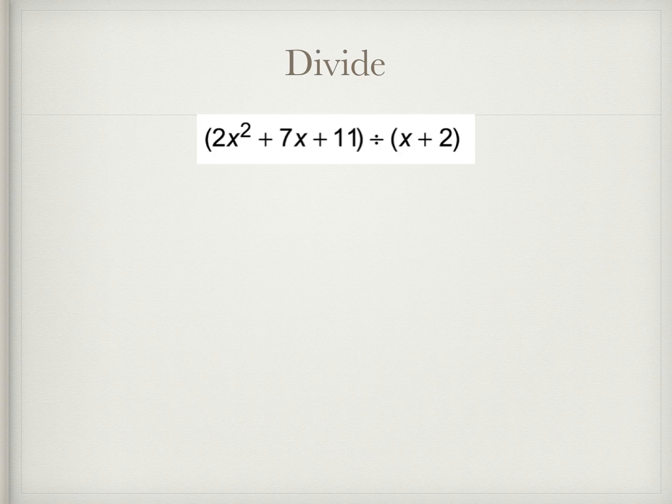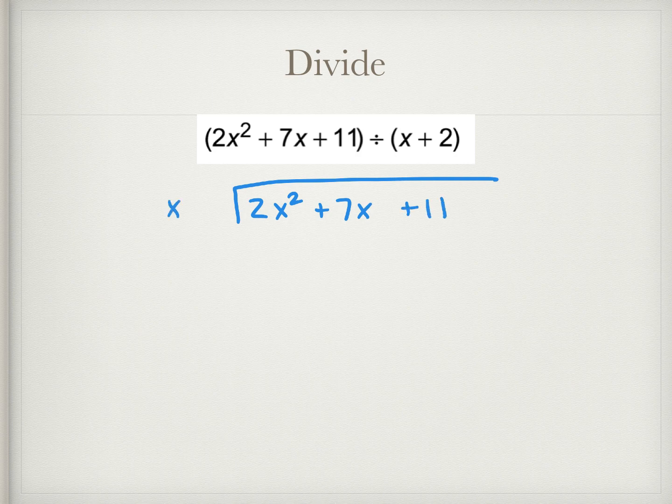All right, so for the next one, we're doing the same thing. What do you think goes on the inside? What are we dividing into? 2x squared plus 7x plus 11. Perfect. The first one goes on the inside. So 2x squared plus 7x plus 11. And then the x plus 2 goes out front. All right, so it's the first thing I do.